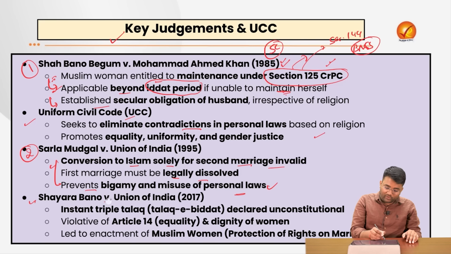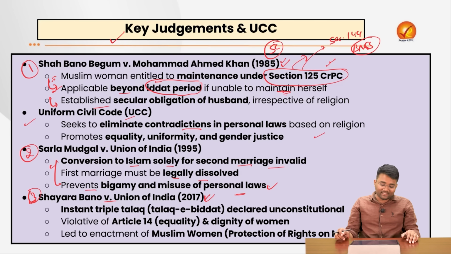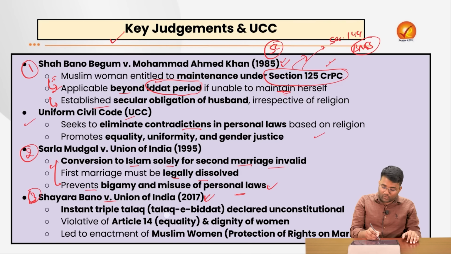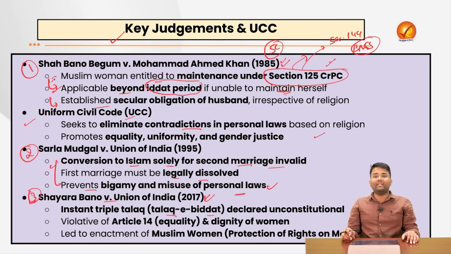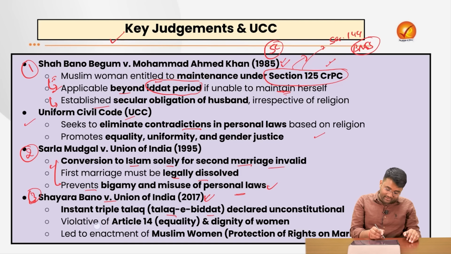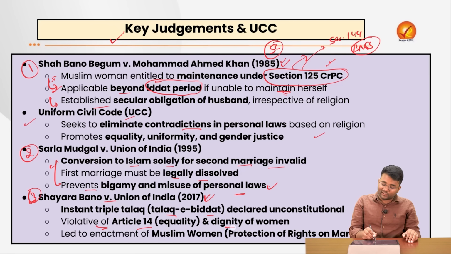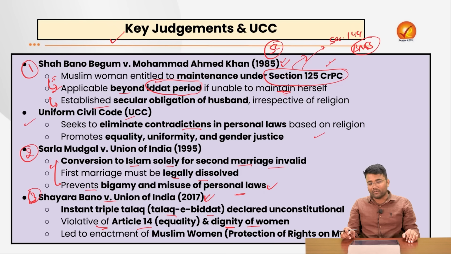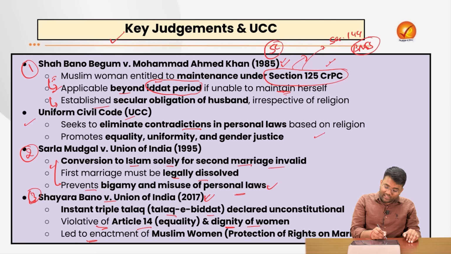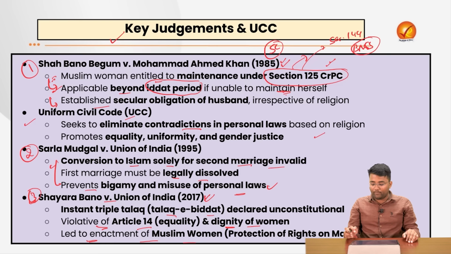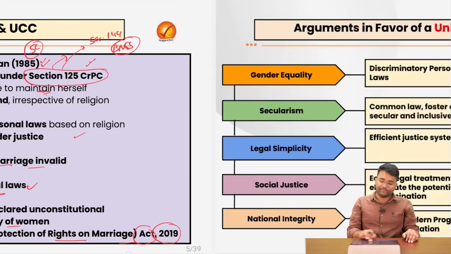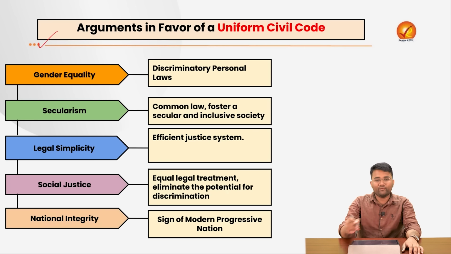Then the Saira Bano versus Union of India case, which came in 2017, said that instant triple talaq, also called talaq-e-biddat, is unconstitutional, completely violative of Article 14, which provides for equality before law, as well as against the dignity of women. That ultimately led to the enactment of the Muslim Women (Protection of Rights on Marriage) Act of 2019. So what are the arguments in favor of the Uniform Civil Code?